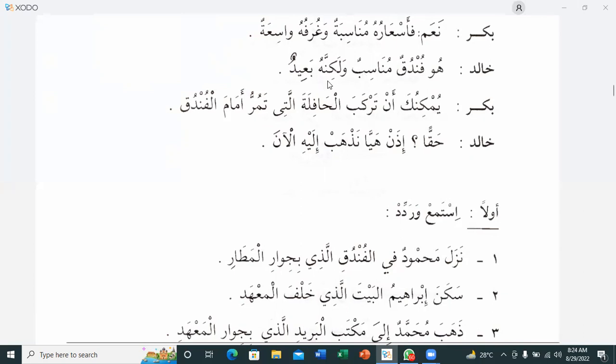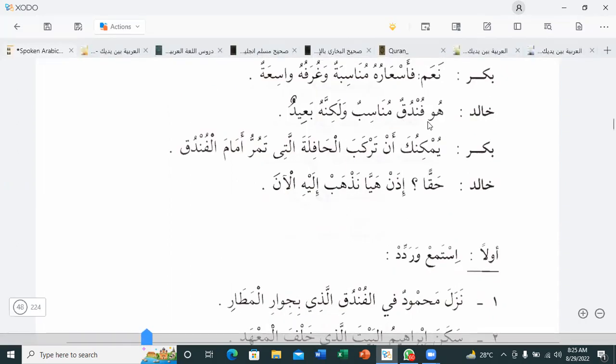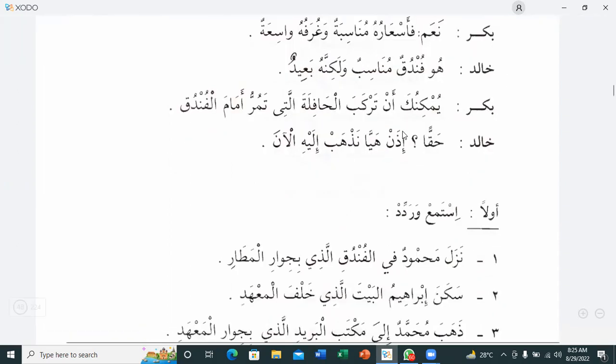Walakinnahu ba'idun, but it's far away. Khalid: Huwa fundukun munasibun walakinnahu ba'idun. Khalid, it's a suitable hotel, but it's far away.